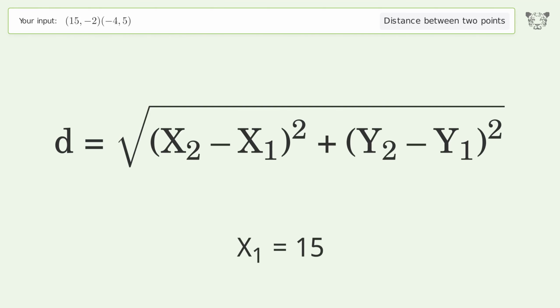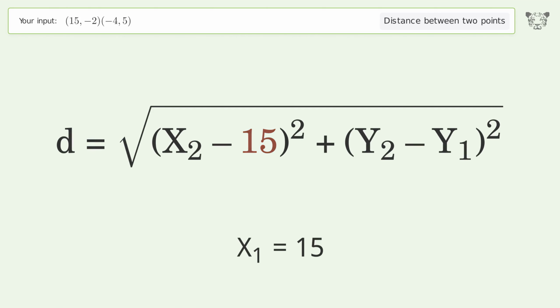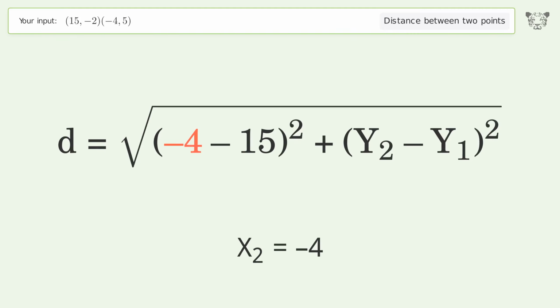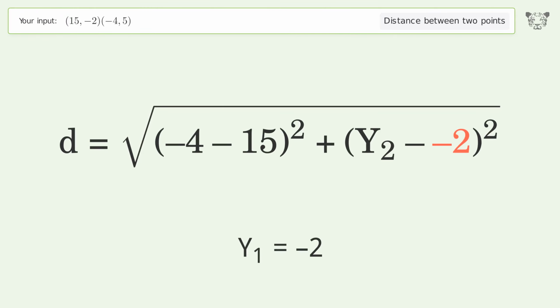x1 equals 15. x2 equals -4. y1 equals -2. y2 equals 5.